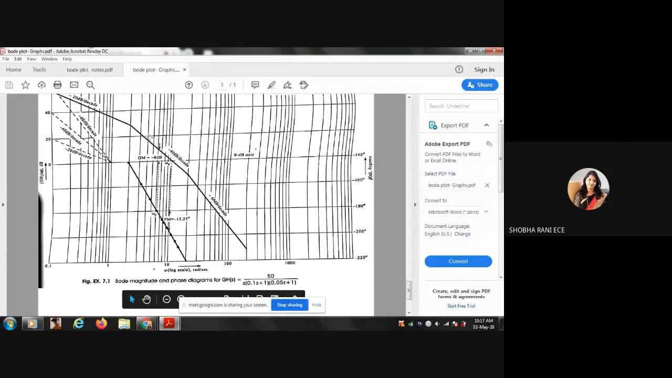But for the magnitude plot, you will not find any problem. From omega p, when you go up, obviously you will get this point. So that is not a problem. But here, sometimes if you miss out this point, then you have to be very careful. So this is one problem that I've taken today.